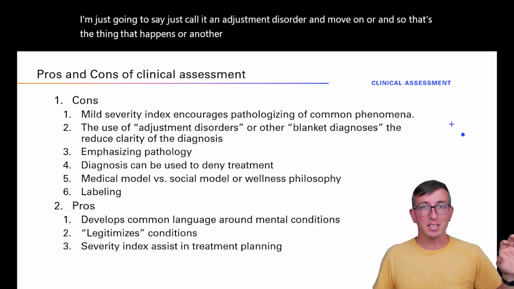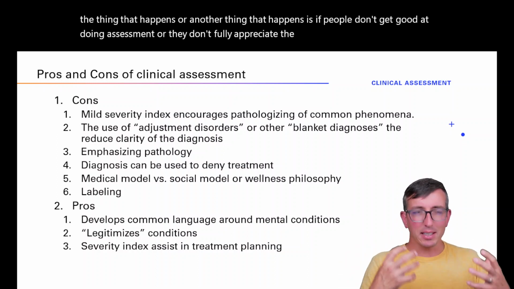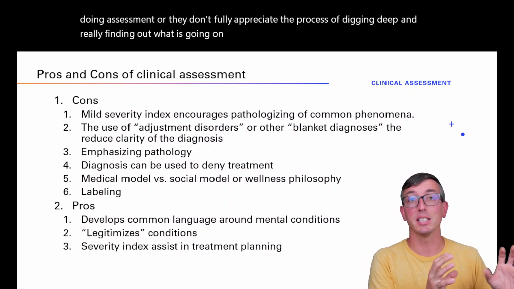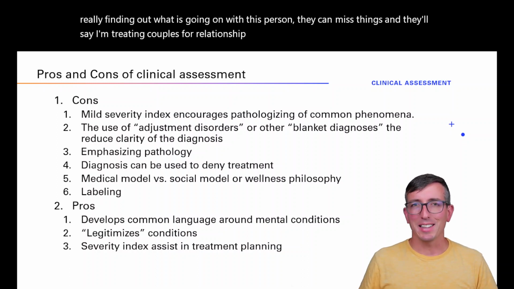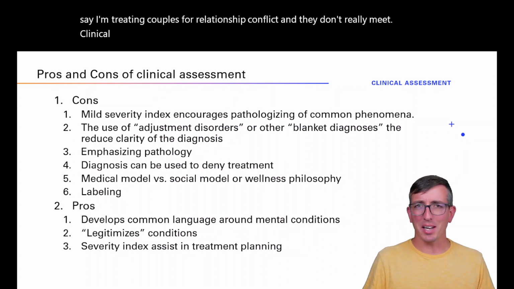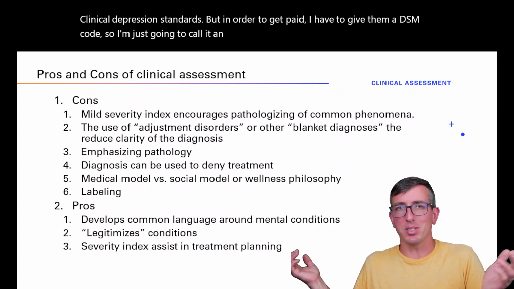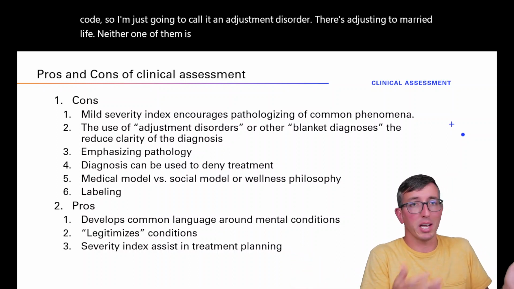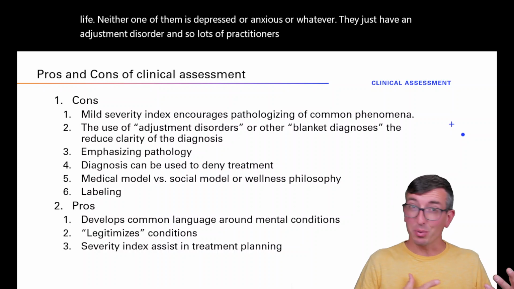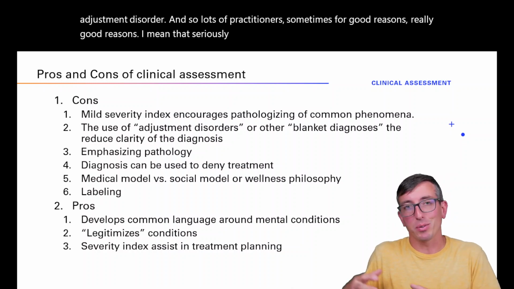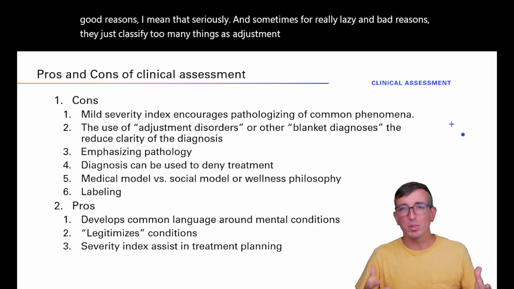Another thing that happens is if people don't get good at doing assessment, or they don't fully appreciate the process of digging deep and really finding out what is going on with this person, they can miss things. They'll say, I'm treating couples for relationship conflict, and they don't really meet clinical depression standards, but in order to get paid, I have to give them a DSM code, so I'm just going to call it an adjustment disorder. They're just adjusting to married life. Neither one of them is depressed or anxious or whatever. They just have an adjustment disorder. And so lots of practitioners, sometimes for really good reasons, I mean that seriously, and sometimes for really lazy and bad reasons, classify too many things as adjustment disorders and don't really care enough about the diagnostic process.